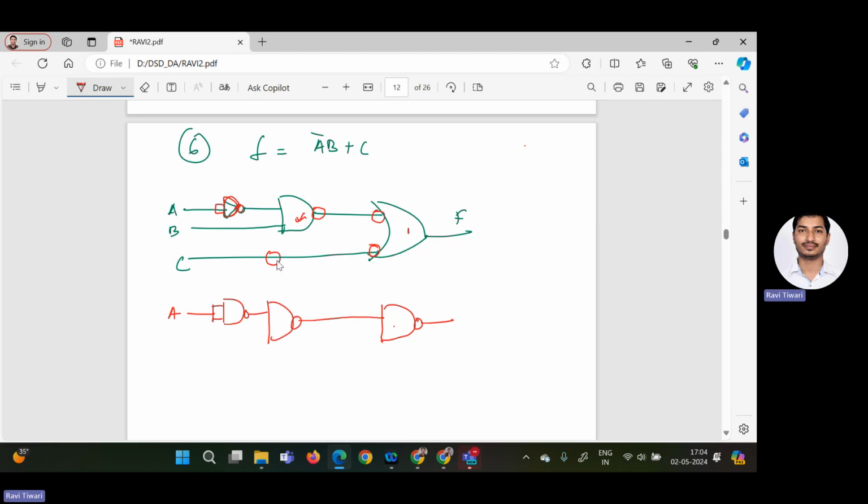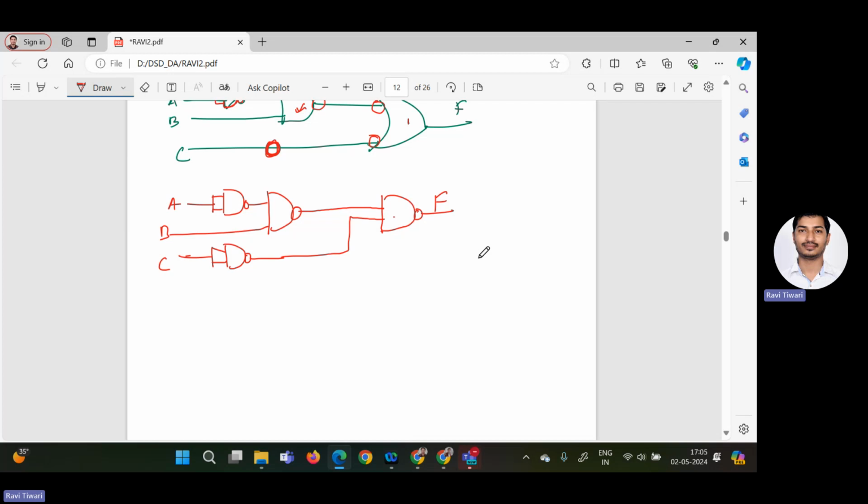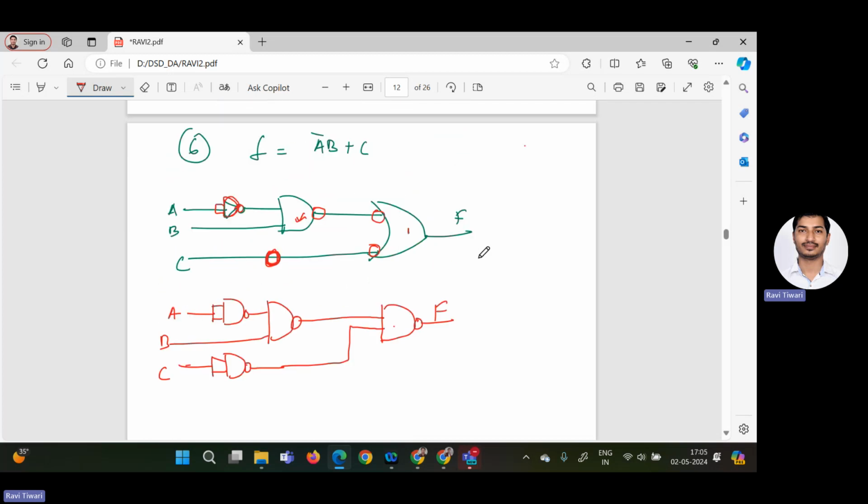Now you see in the second terminal, this is a bubble, and a bubble indicates the NOT gate. That means again here we have to make one bubble. A bubble means an inverter. So here you have to make one bubble like this. This is B and this is C. Because of this bubble, we have got one NOT gate here, and that is connected to the AND gate. So this is the implementation of this function by using the NAND gate alone. And we require a minimum of 4 gates for the implementation.